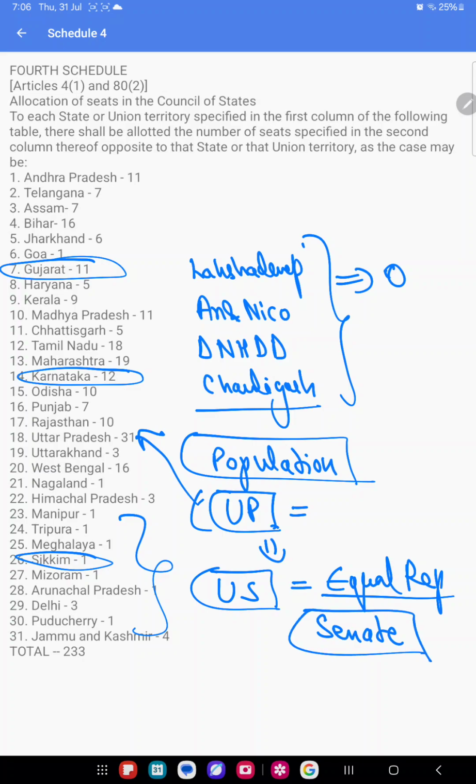So this is it for today's article, and this is it for the fourth schedule. Apart from that, in the coming lectures, we will deal with other schedules of the Constitution of India, and we will also discuss how the schedules have evolved over time.